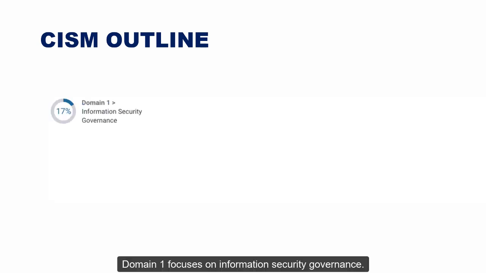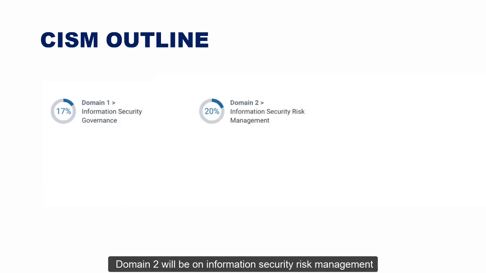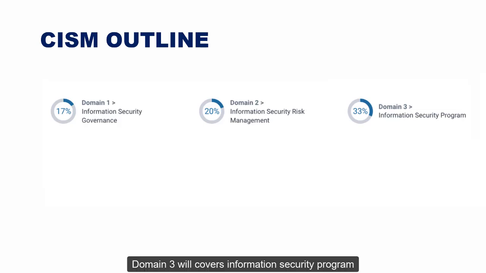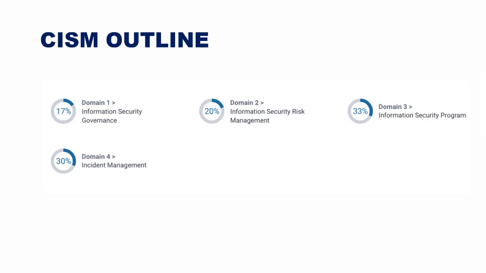Domain 1 focuses on information security governance. Domain 2 will be on information security risk management. Domain 3 will cover information security program, and the last domain will talk about incident management.